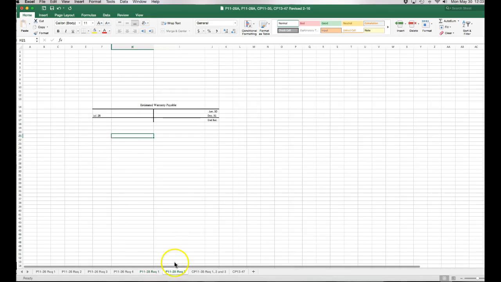Your requirement 2 is just going to be the T account for your estimated warranty payable. So whatever affected that account, you're going to be listing here.